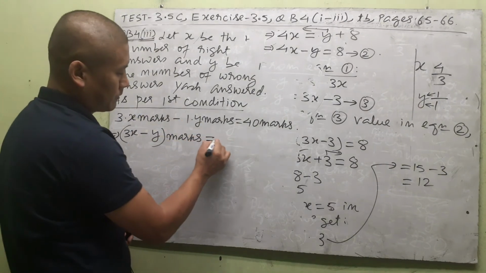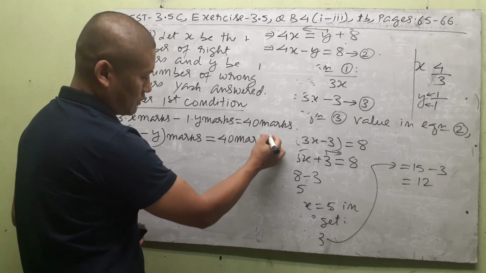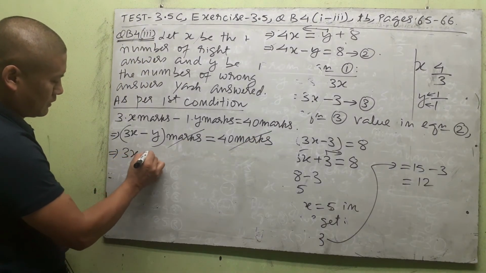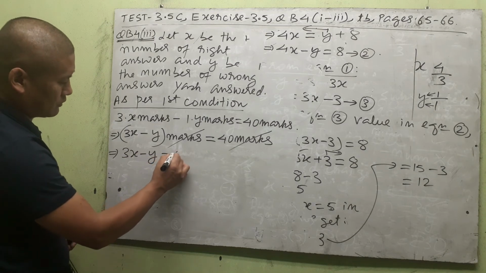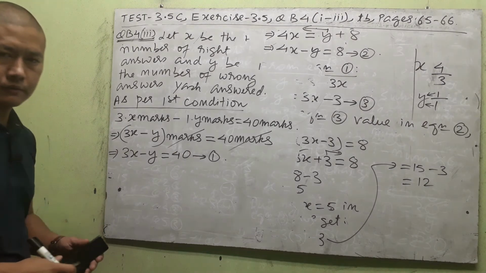That's up to us. It's equal to 40 marks. That way what we're trying to do is marks and marks will cancel and our equation will reduce to a simple linear equation of 3x minus y equal to 40. We can put this as 1.